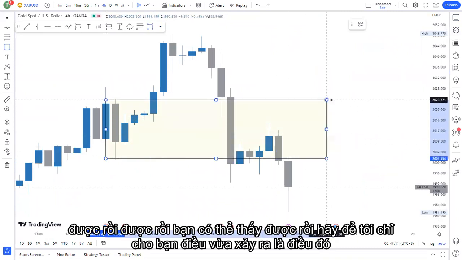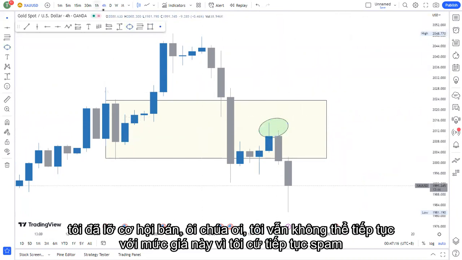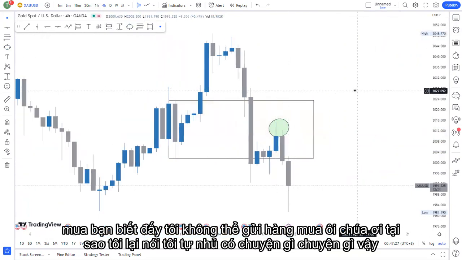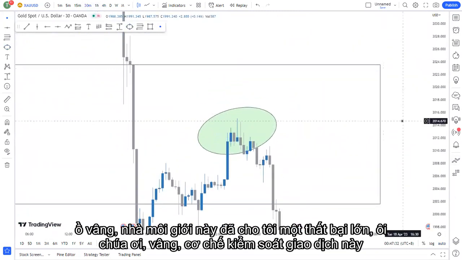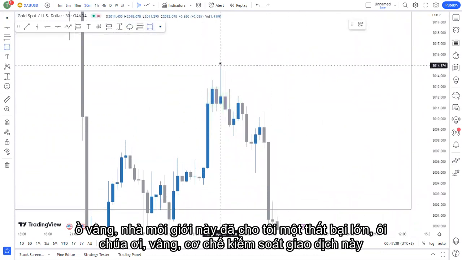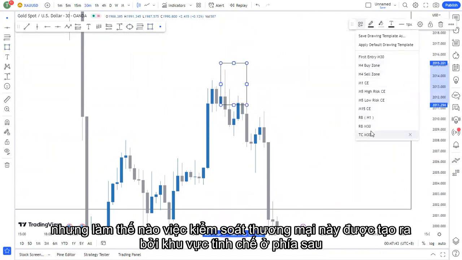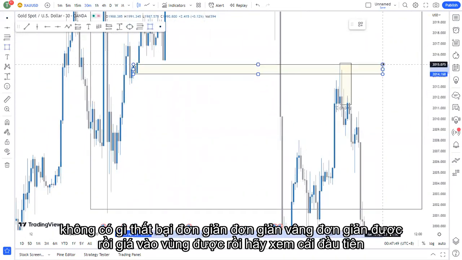As you can see, let me show you the thing that happened just now, the one that I missed the sell. Oh my god. I still cannot move on with this price because I keep spamming the buy. I said to myself, why? Oh yeah, this broker gave me a big engulfing fail. So yeah, this trade control, but how this trade control has been created by the refined zone at the back, which is this engulfing fail. Simple.